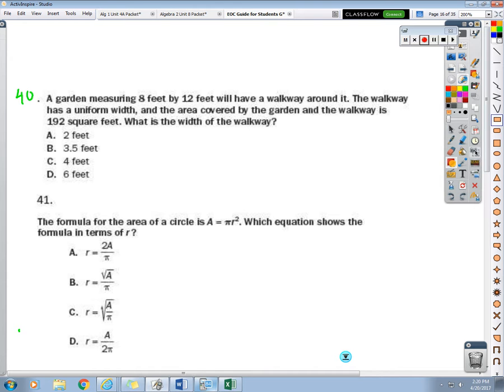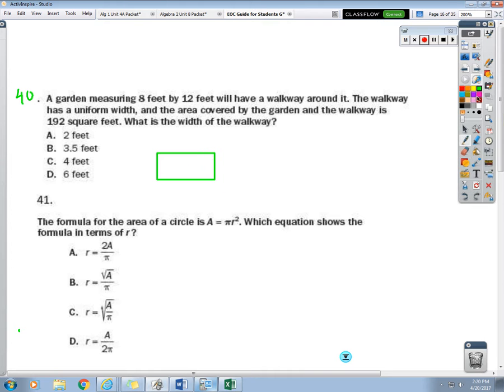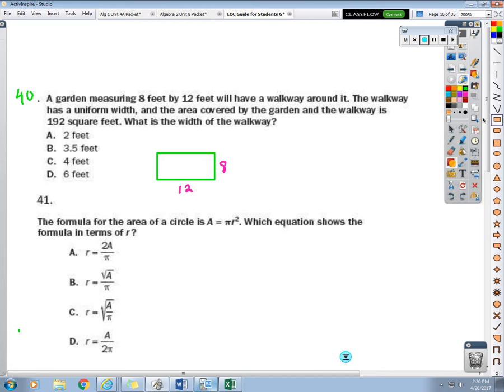So now we need to, I'm a visual person, so even when I was working this out the other day, I drew a rectangle representing the garden, and I went ahead and labeled it with a width of 8 feet and a length of 12 feet. And then I said, okay, now I'm going to draw a walkway around it. And what did they tell you about that walkway?